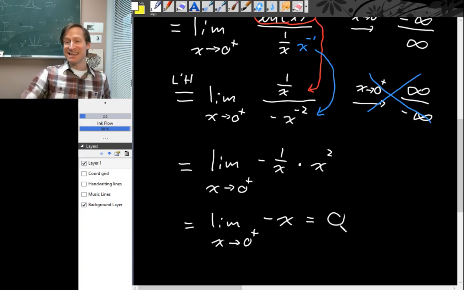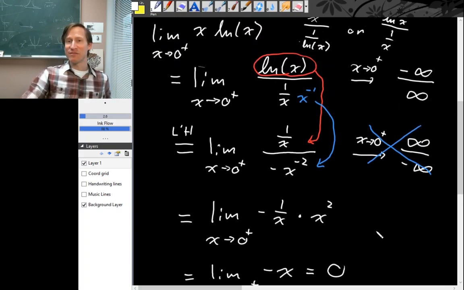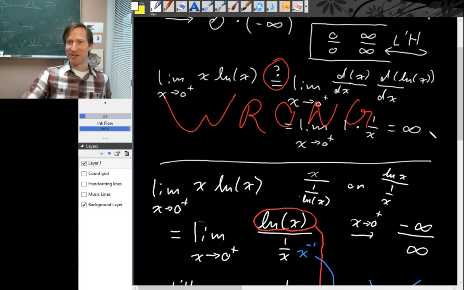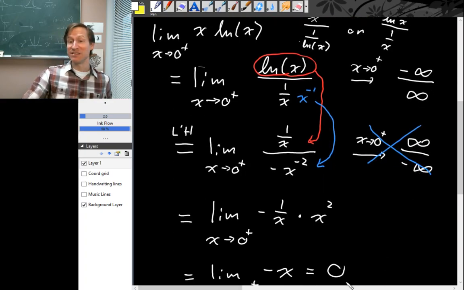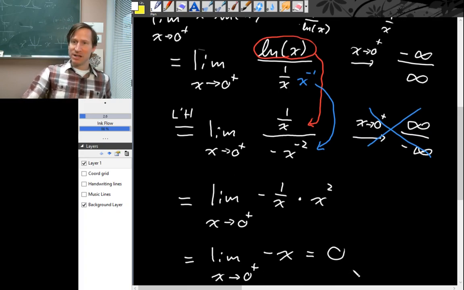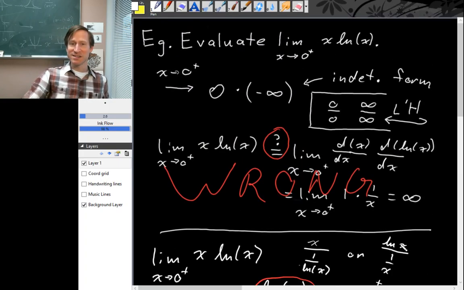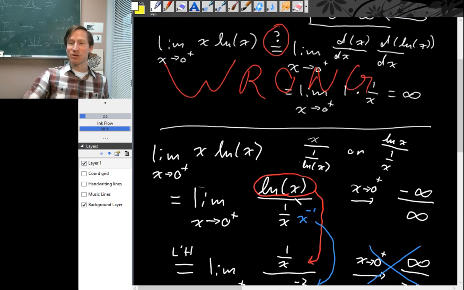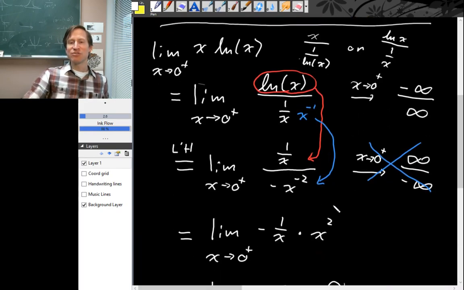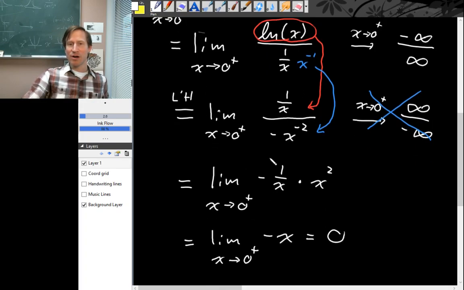You can see that this is different than what we would have gotten using our first attempt, which is wrong. Our first attempt, where we were kind of guessing on how to do it, gave us infinity. But now we see that actually this limit should be 0. Okay? So the moral of the story here is if you have an indeterminate form that is a product, the 0 times infinity indeterminate form, rewrite your product as a quotient so that you get 0 over 0 or infinity over infinity, and then use L'Hopital's rule on the resulting quotient indeterminate form.